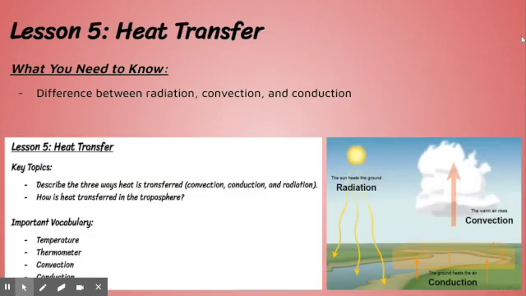All right, moving on to lesson 5. We reviewed heat transfer in this part of the chapter. So the key topics you need to know for the exam are you need to be able to describe the 3 ways heat is transferred, so convection, conduction, and radiation, and how heat is transferred in the troposphere, the layer of the atmosphere we live in. Important vocabulary for this section is temperature, thermometer, convection, and conduction.